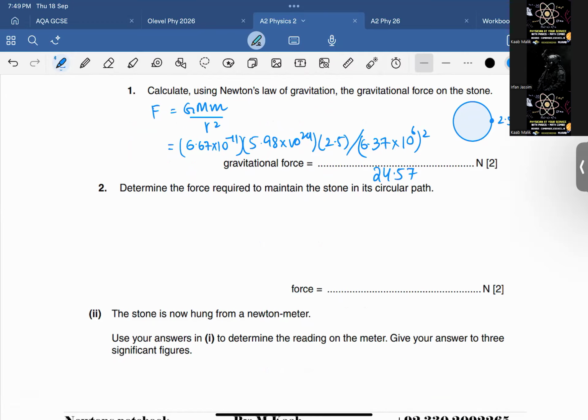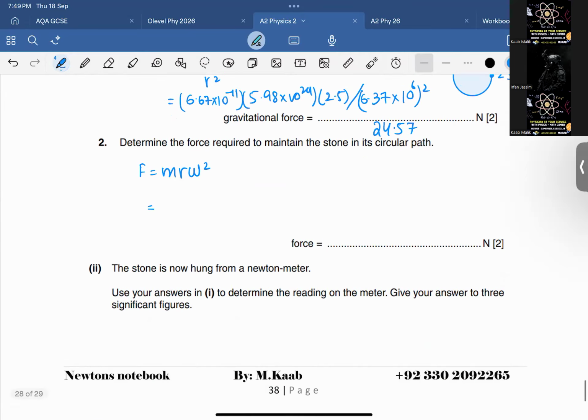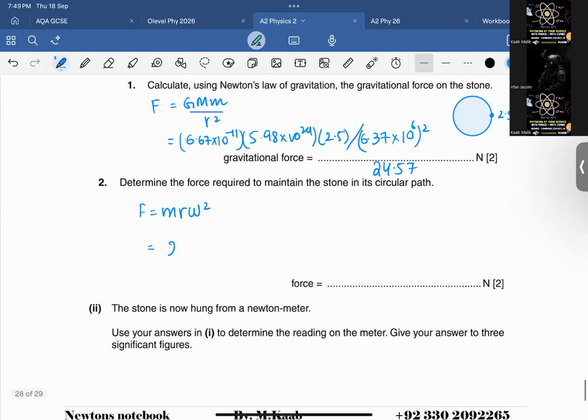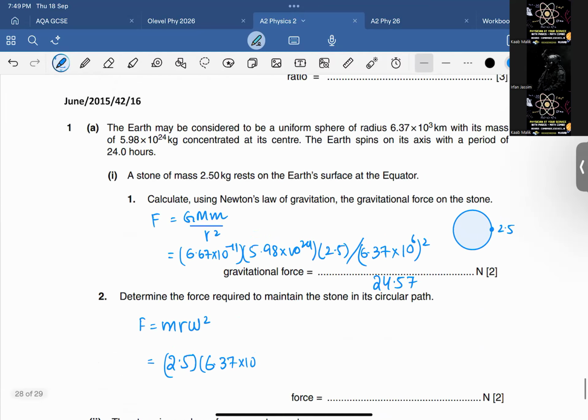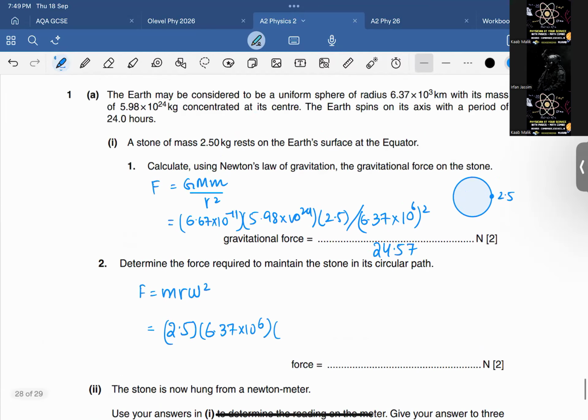Determine the force required to maintain the stone in its circular path. The centripetal force. So F = mrω², or we can use this value. The mass is going to be 2.5. The radius is going to be 6.37 × 10^6, and the time is 24 hours.